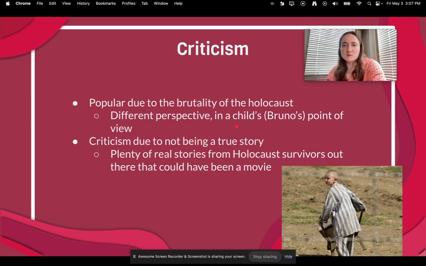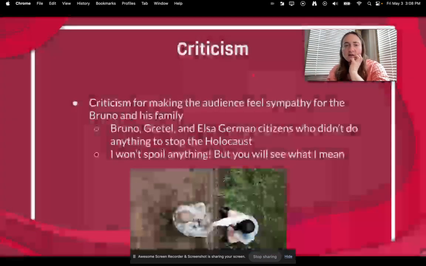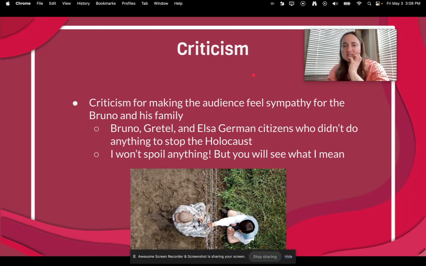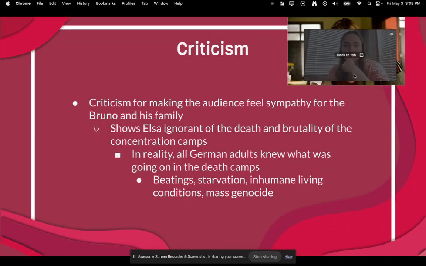It's also a very different perspective than a lot of Holocaust stories because it's in a child's point of view. There is some criticism for it not being a true story because there's plenty of real stories from Holocaust survivors out there that could have been a movie instead. There's also criticism for making the audience feel sympathy towards Bruno's family. So Bruno, Gretel, and Elsa are German citizens who didn't do anything to stop the Holocaust. I won't spoil anything on that one, but you'll see what I mean once you watch the video.